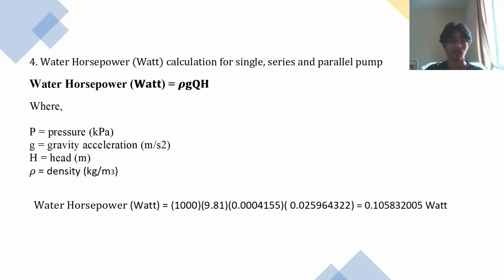Now we will look into the water horsepower calculation for single, series and parallel pump. The formula for the horsepower is rho g Q H. For the example that I provided, we can see 1000 times 9.81 times 0.0004155. These values I get from the single pump configuration. The 0.0004155 I got from the volume flow rate, which I multiply with the net head, and the result is water horsepower in watt.